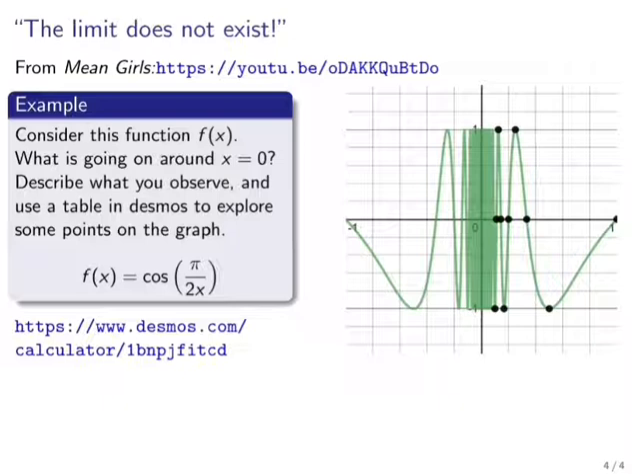So here's the problem. As it turns out, this function is approaching a whole bunch of different things around x equals 0. It's, in some sense, approaching all the possible numbers between -1 and 1 inclusive. It's approaching all of them at the same time, and that's just too much stuff happening, and that's going to be essentially the reason why we declare that this limit does not exist.